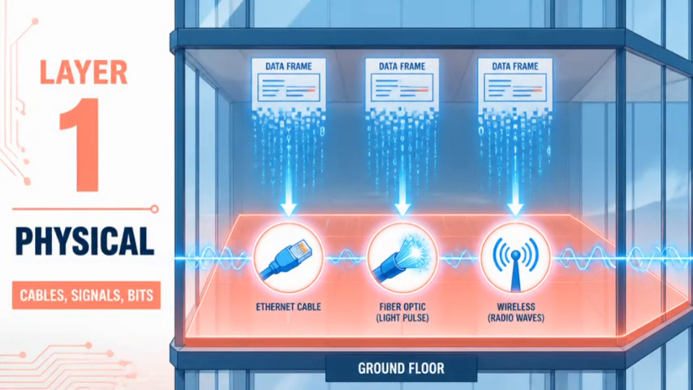Finally, we reach the physical layer at the bottom. This is the raw foundation. Data becomes electrical signals, light pulses through fiber, or radio waves through the air. Without this floor, nothing moves at all.